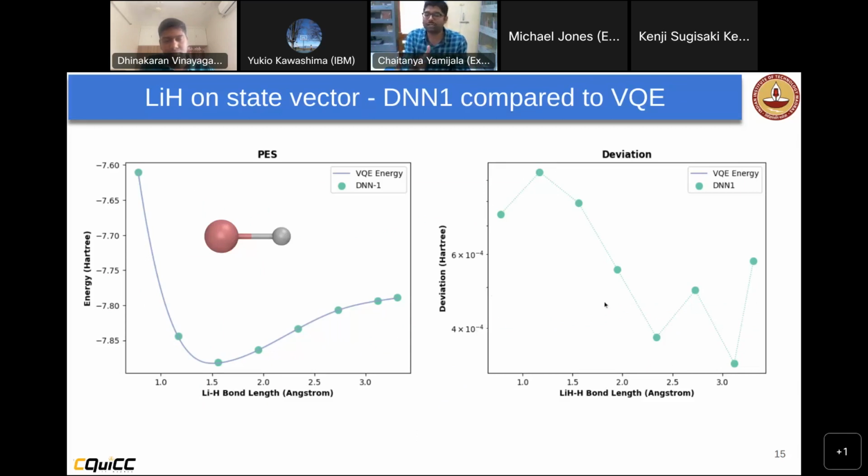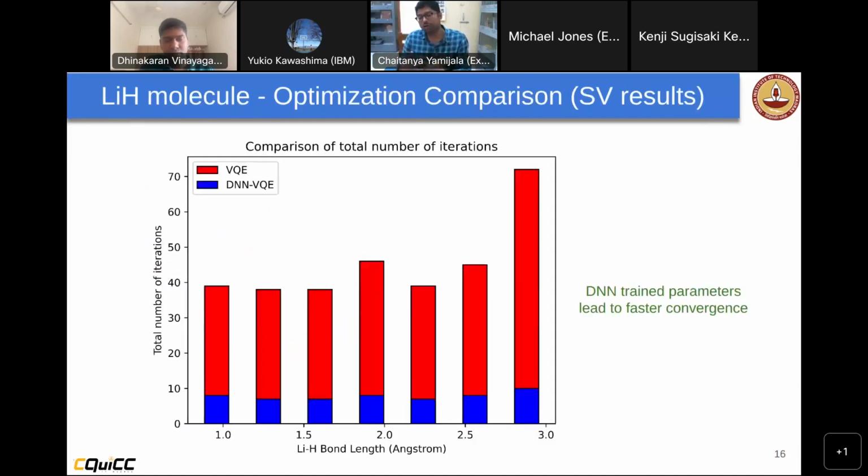So both of these results, for both H2 and LiH, suggest that if I am using DNN, the results will be as good as that of the VQE. Furthermore, if I am performing DNN versus VQE on real hardware, what will happen is, this is not done on real hardware, these are still state vector results, but the number of iterations that you need to converge to the final theta parameters, if you compare, the red ones are the VQE, the blue ones are the DNN-VQE.